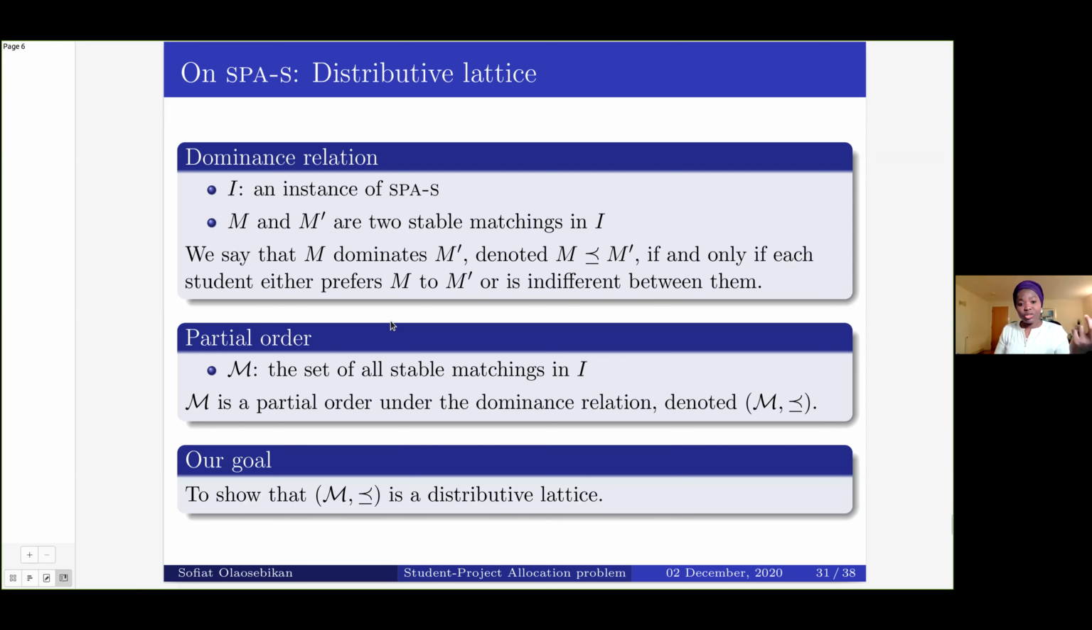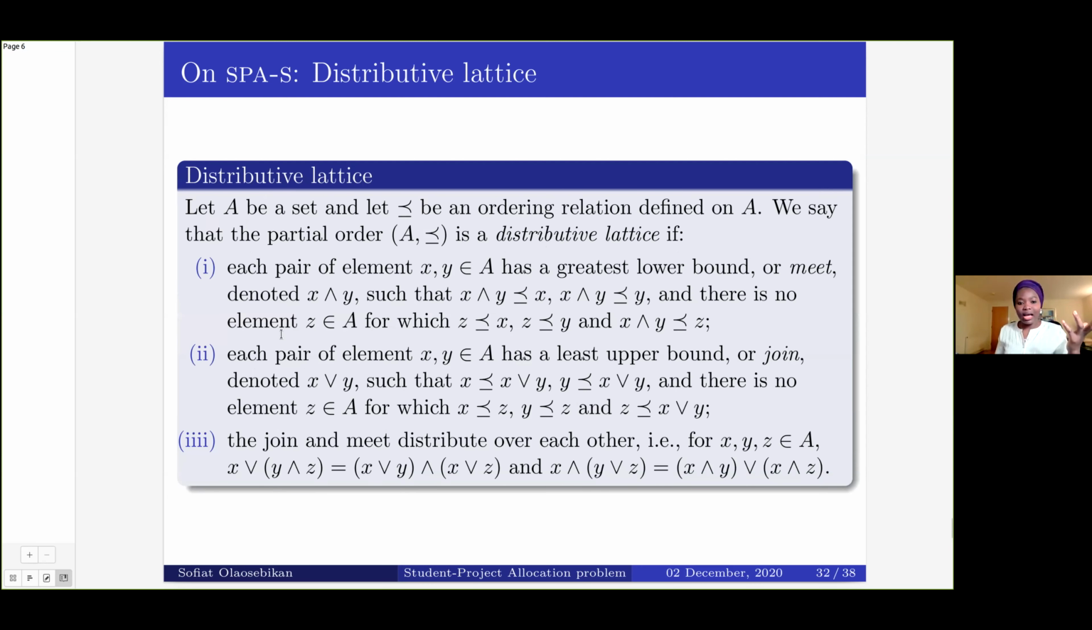And our goal is to show that that partial order is a distributive lattice. But what is a distributive lattice? Big definition coming up. A distributive lattice is just, so we have a set and we have an order on the set. If we have two elements of the set such that they have a greatest lower bound known as meet, and they have a least upper bound known as join, and the join and the meet relation distribute over one another, then we say that that set is a distributive lattice.